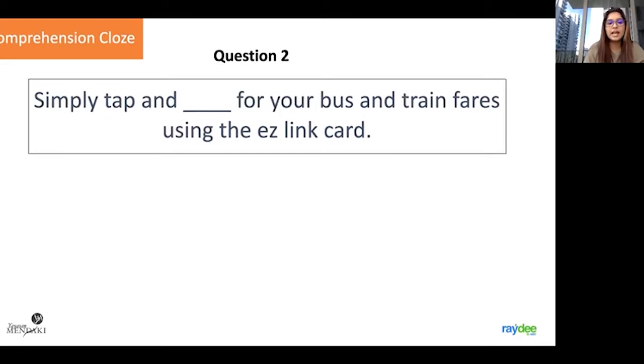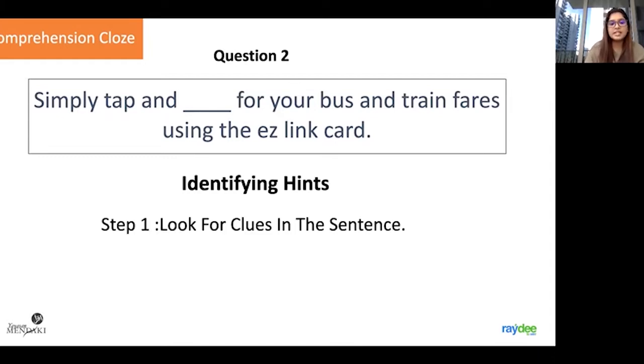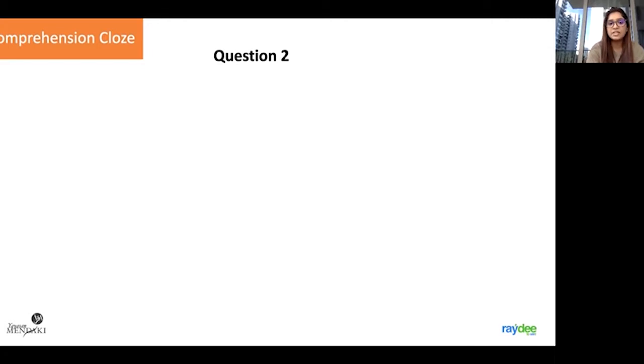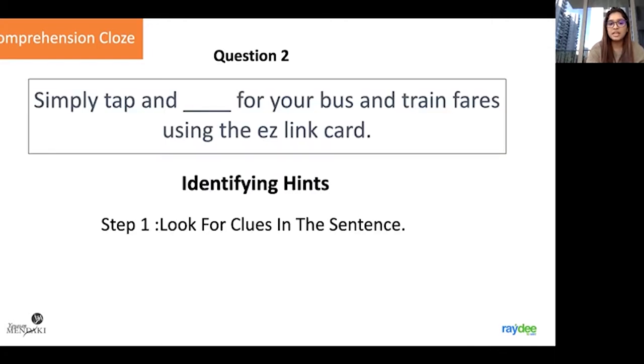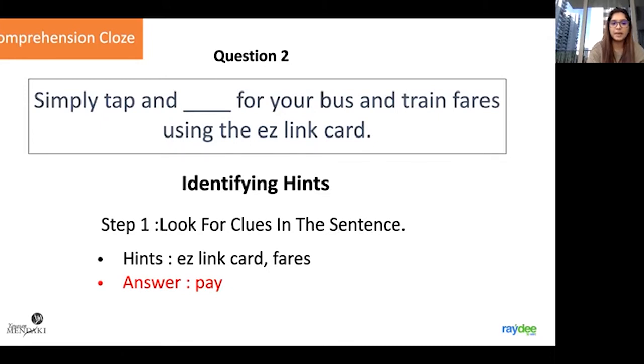Following that, simply tap and what for your bus and train fares using the EasyLink card. So when we are identifying hints, we are looking at EasyLink card and fares. Usually, what action do you do with an EasyLink card? Yes, we tap, but the purpose of tapping is to pay for your bus and train fares. So simply tap and pay for your bus and train fares using the EasyLink card. That will be pay.